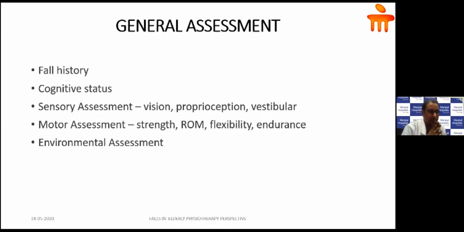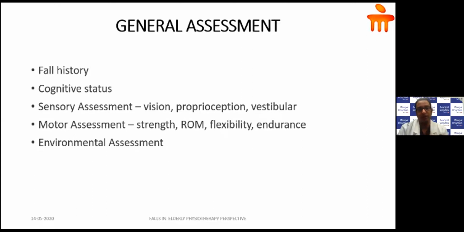And environmental assessment is very important. It's very difficult to assess the environment from a hospital or OPD setting, but we can ask the individual's family members to take photos of the home, if they are willing, so that we can suggest modifications.